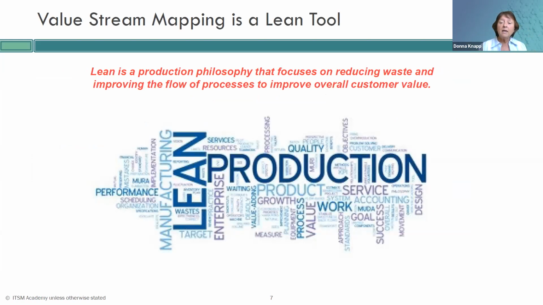Value stream mapping is a lean technique, and lean is a production philosophy that really focuses on improving flow. A lot of times folks, when they talk about lean, lead with it's about reducing waste. But reducing waste is really just a method we use in order to improve the flow of value within our organization.